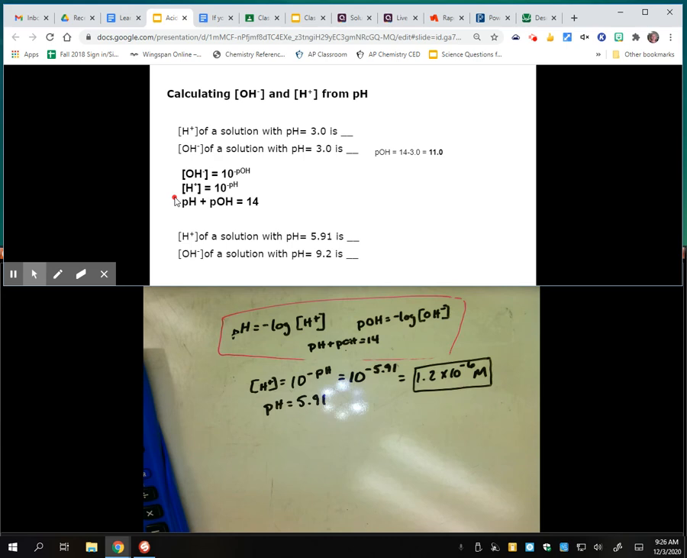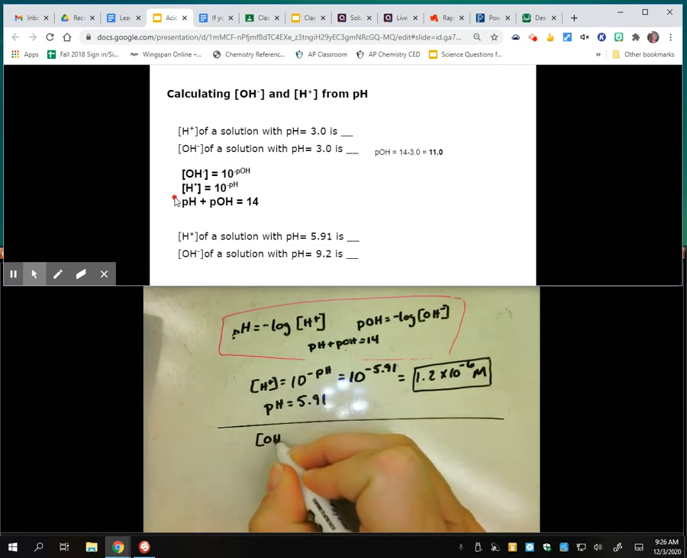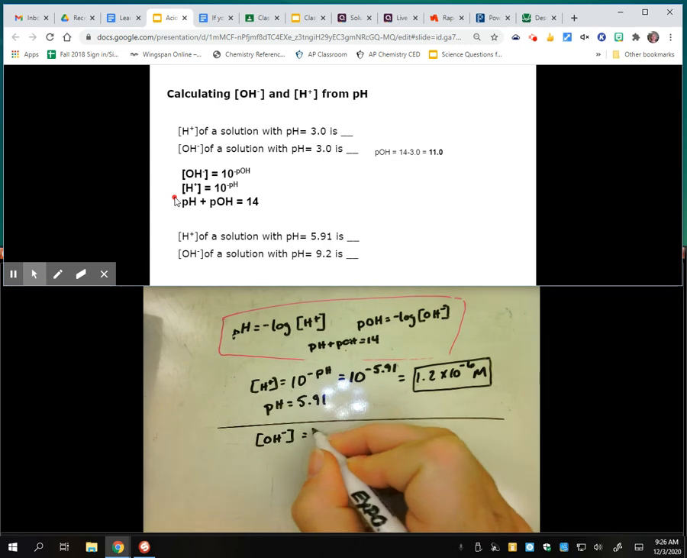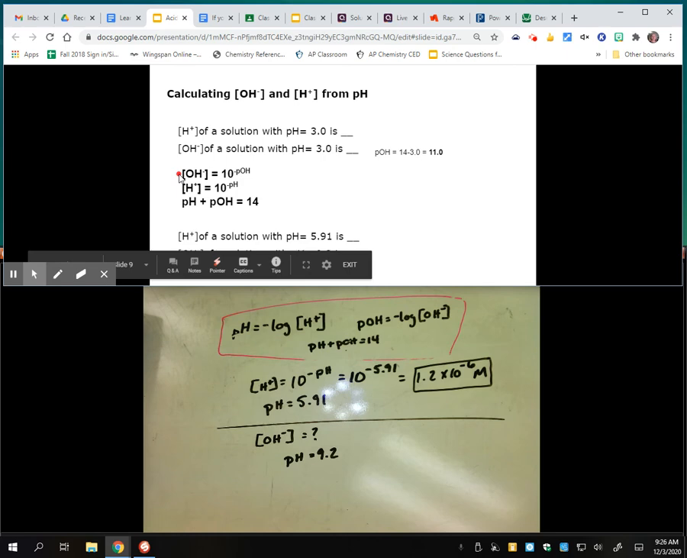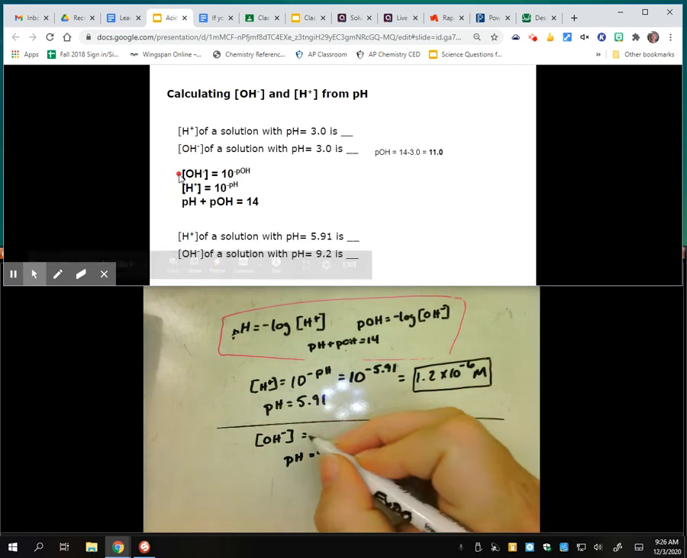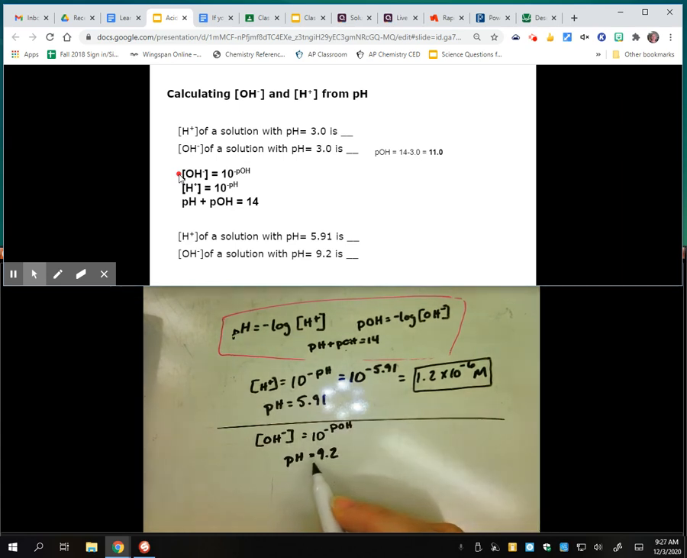All right, so now let's look at the other one. We're looking for the hydroxide ion concentration, and we have a pH of 9.2. The formula that allows us to find our hydroxide ion concentration is right here, and it says that it's going to be 10 to the negative pOH. Well, I don't have pOH, I have pH. So I need to calculate my pOH, which is easy because they're related by the number 14. 14 minus pH is my pOH.